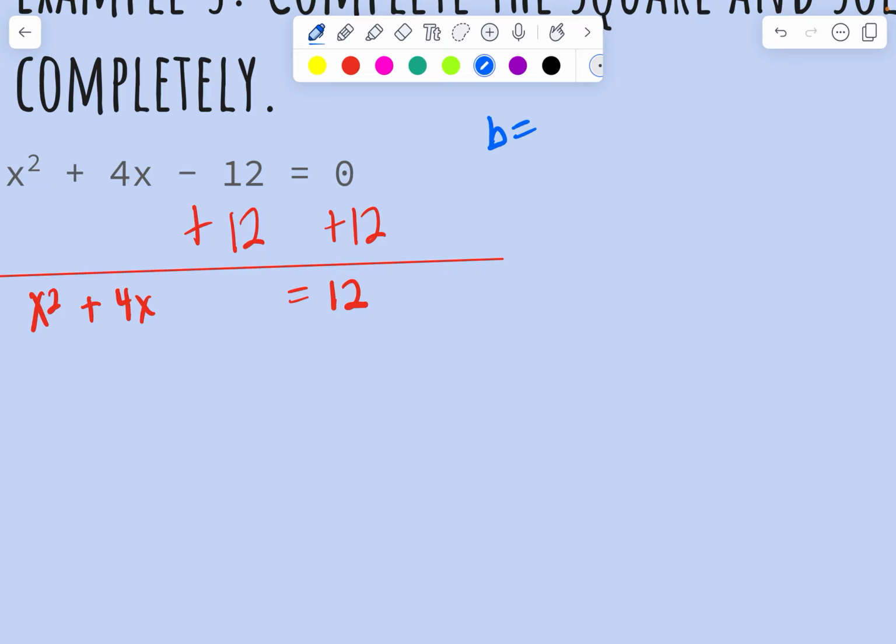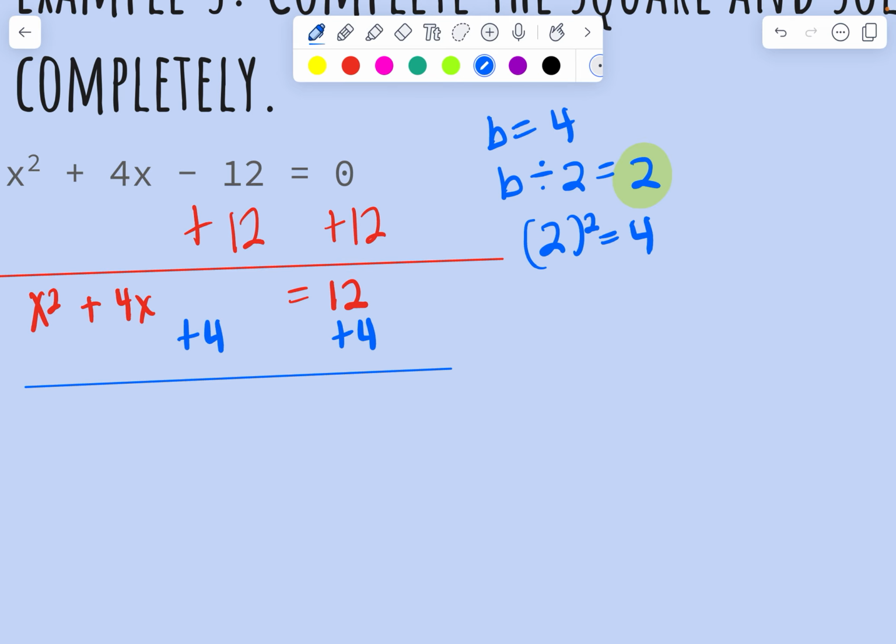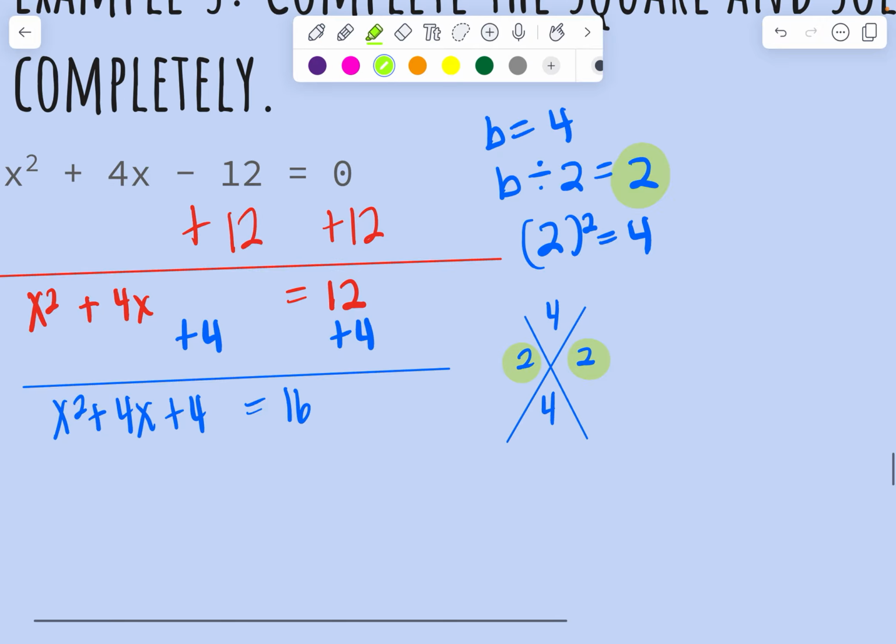So here my b is 4. My b divided by 2 then is 2. That's going to be my magic number. 2 to the second power is 4. So I need to add 4 to both sides. Then we have x squared plus 4x plus 4 equals 16. Factoring the left side of the equation here, two numbers that multiply to 4 and add to 4 are 2 and 2. Again, the same as our magic number.